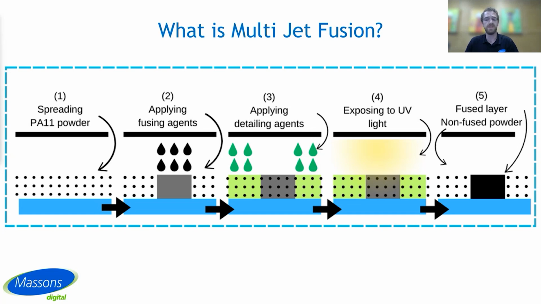That single layer is then exposed to an array of heating lamps to fuse the parts. The table drops 8 microns, and this process gets repeated up to 5,000 times for a build that is 380 millimeters tall, with each layer taking around 8 seconds to complete.